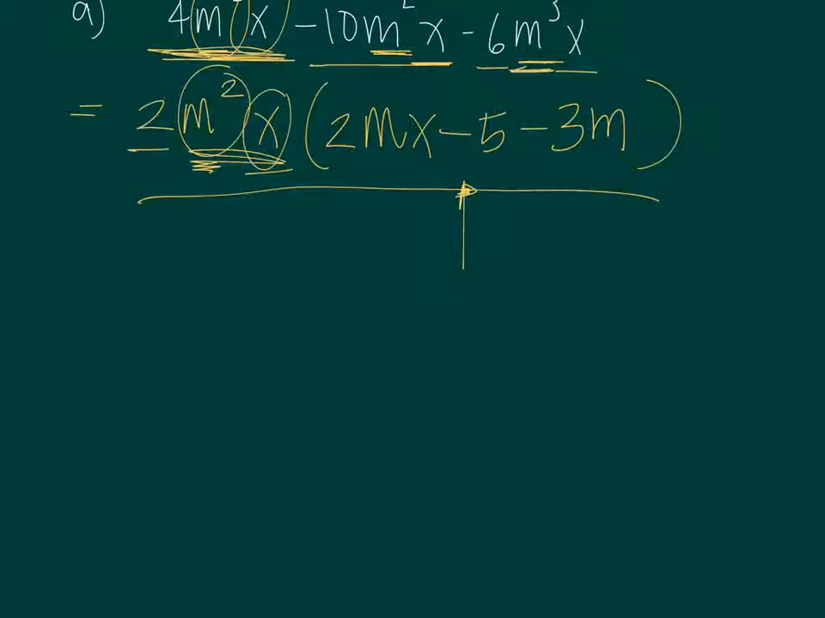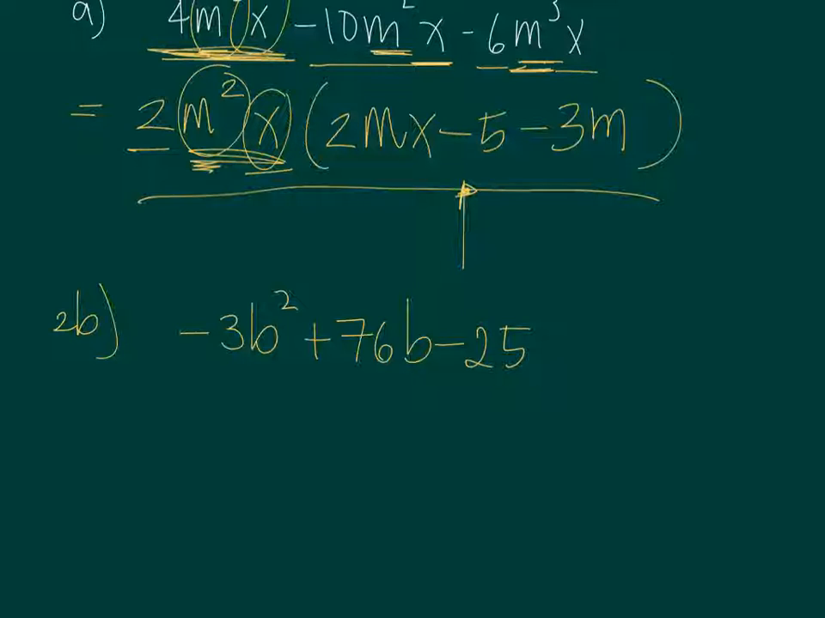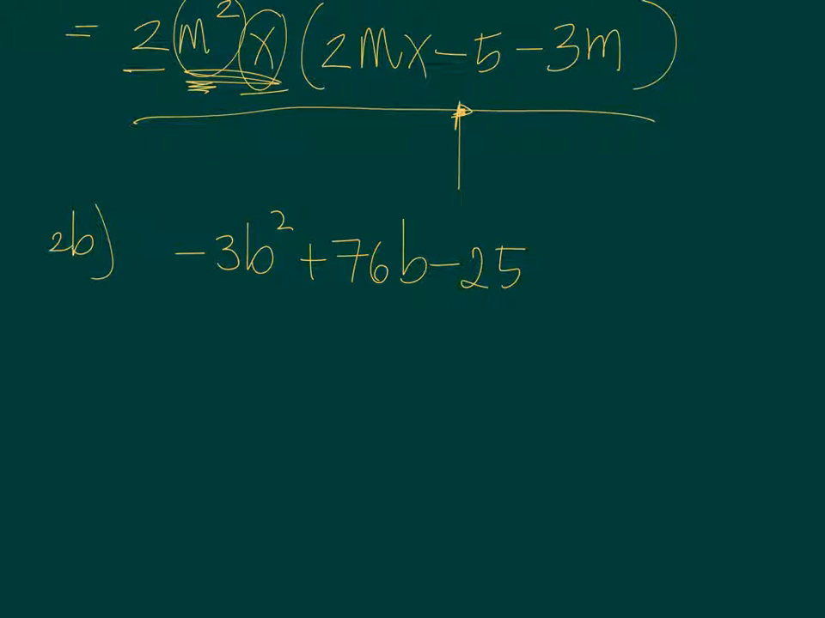Okay, in 2b, the given was negative 3b squared plus 76b minus 25. So unlike the number 2a, we can't see any common factors for 3, 76, and 25. And b is not a common factor because the last term is a constant, and that's 25. There's no b for the 25. So that will not work. So factoring by greatest common factor will not be our option.